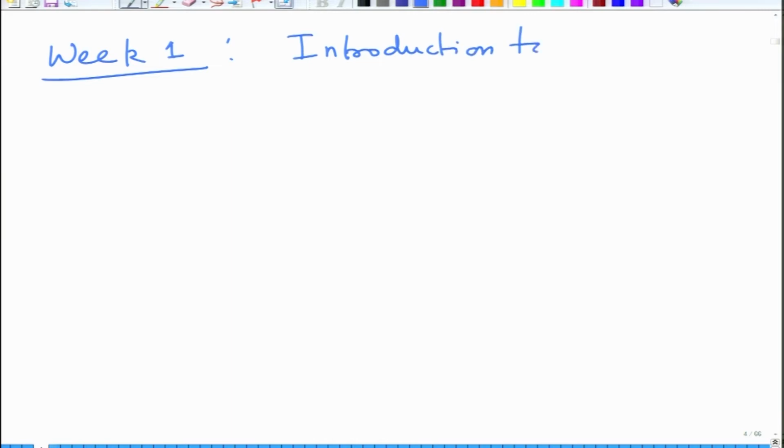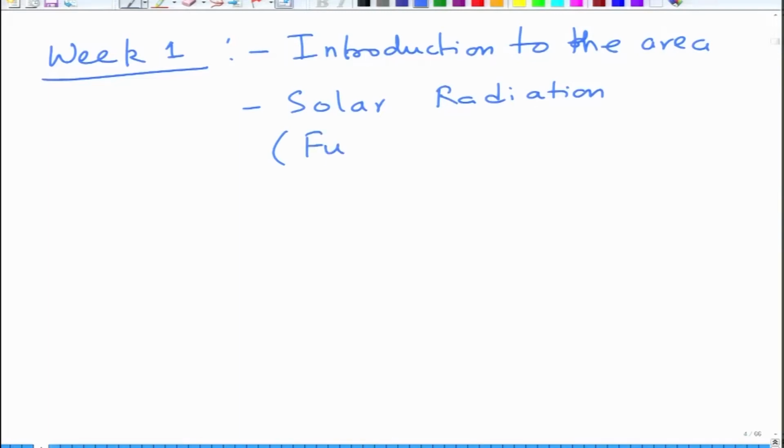So, in the first week we will discuss basically an introduction to solar cells, introduction to the area, and then we will talk about solar radiation. You see, the moment we talk of solar technologies, we first need to learn what solar radiation is, what it consists of, how you define various metrics to quantify solar radiation, and then how you measure it. So, we will look at fundamental aspects of solar radiation.